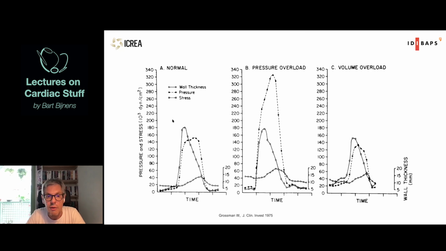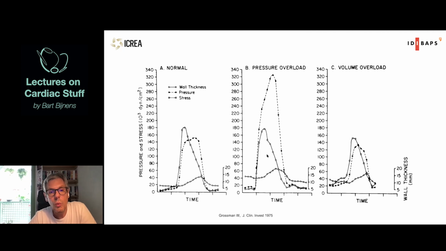Now, some of the things that you already start to see is that there's also a change in timing, and I'll come back to that later on. For example, you see that there's a change in the dynamics, the temporal dynamics of the pressure and of the stress, which actually becomes important.